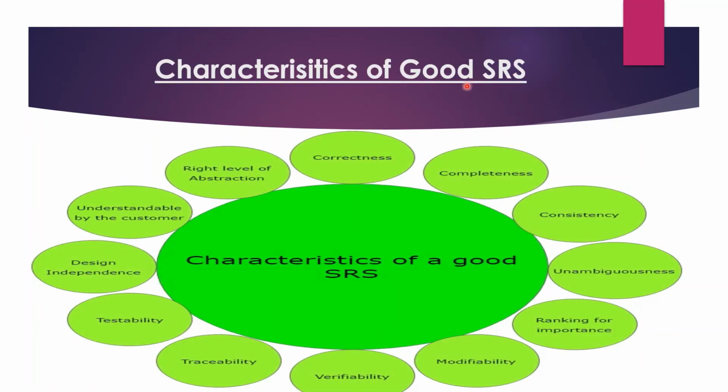The chief characteristics of a good SRS. As we all know, the SRS is required to build a particular software, so it is necessary that the SRS should be good, meaning it should be correct, complete, consistent, unambiguous, modifiable, verifiable, traceable, testable, and design independent, and it should be in a form that the customer or client can easily understand.